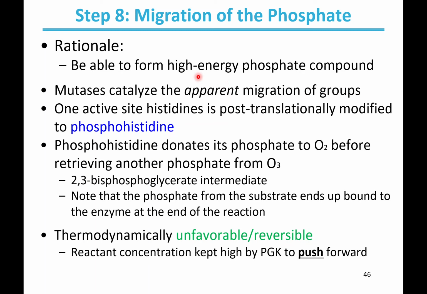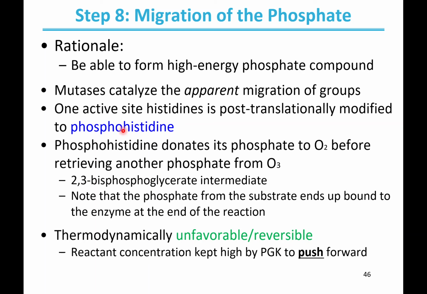Okay, this is an apparent migration of groups. And enzymes known as mutases catalyze apparent migration of groups. As it turns out, it's not that actual phosphate group moving. It's going to be a different one. Okay, so in this active site there are two histidines, and one of the active site histidines is post-translationally modified with a phosphate group. Okay, so there's a phosphate group on a histidine in there already.